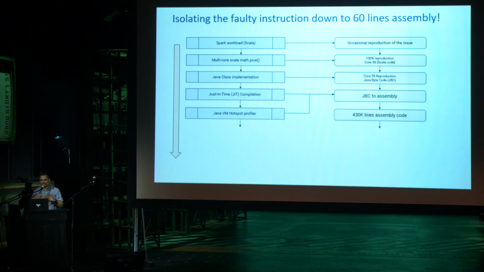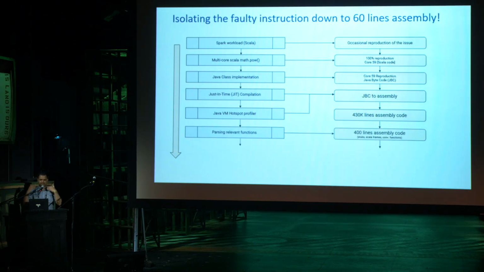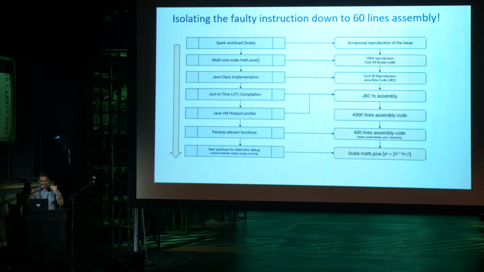So what we did was we actually let the code run. We used the VM HotSpot profiler. We had this profiler enabled within the fleet. So the code executed, and then we extracted all the assembly that it printed as part of the profiling. So now we ended up with 430,000 lines of assembly code. Once we started parsing the relevant functions, we reduced that 430,000 lines to 400 lines of assembly code. And finally, we started reverse engineering exactly what this Scala function did.